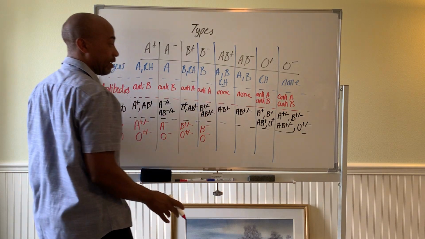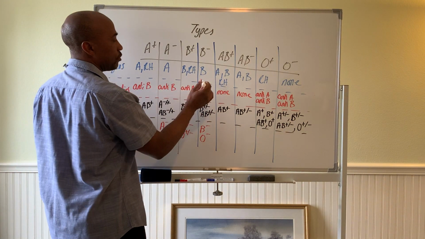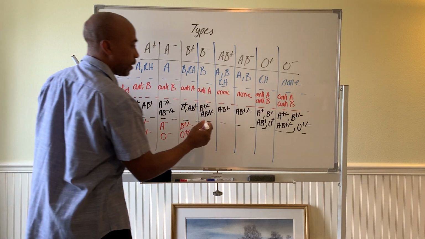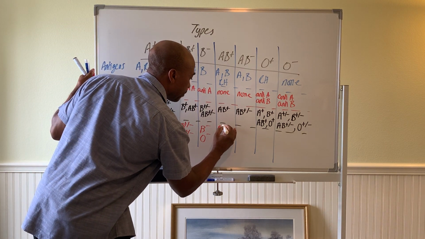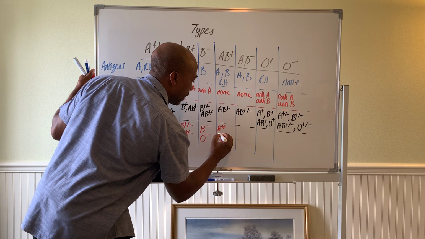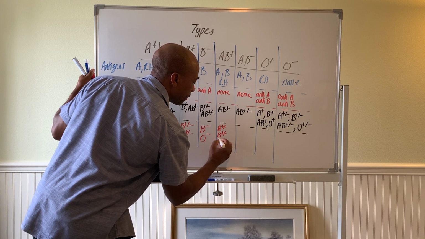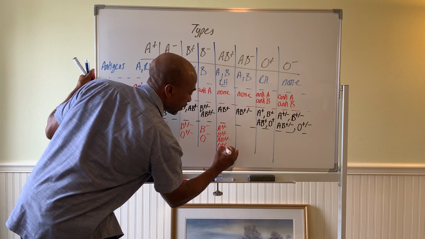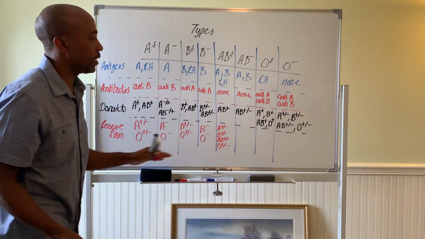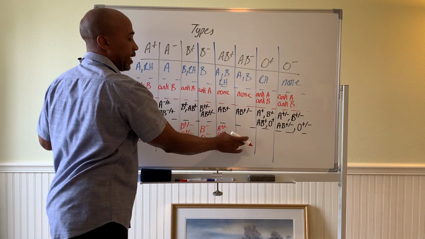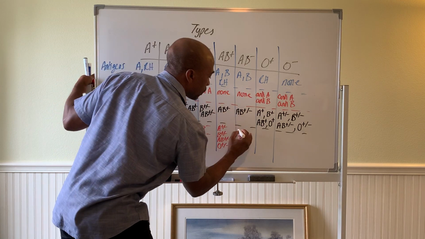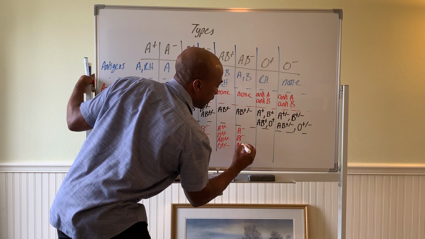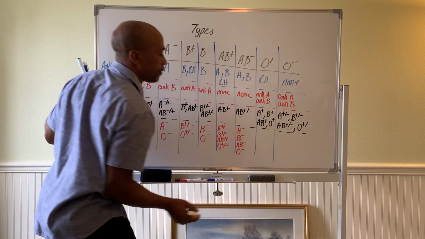Your AB positive. Now these, since they have no antibodies there, that means they can get from all 8 blood types. They can get from A positive, A negative, B positive, B negative, AB positive, AB negative, and O positive, O negative. So get from all 8 blood types, whereas the negative version of it can only get the negatives. You can get from A negative, B negative, AB negative, and O negative.